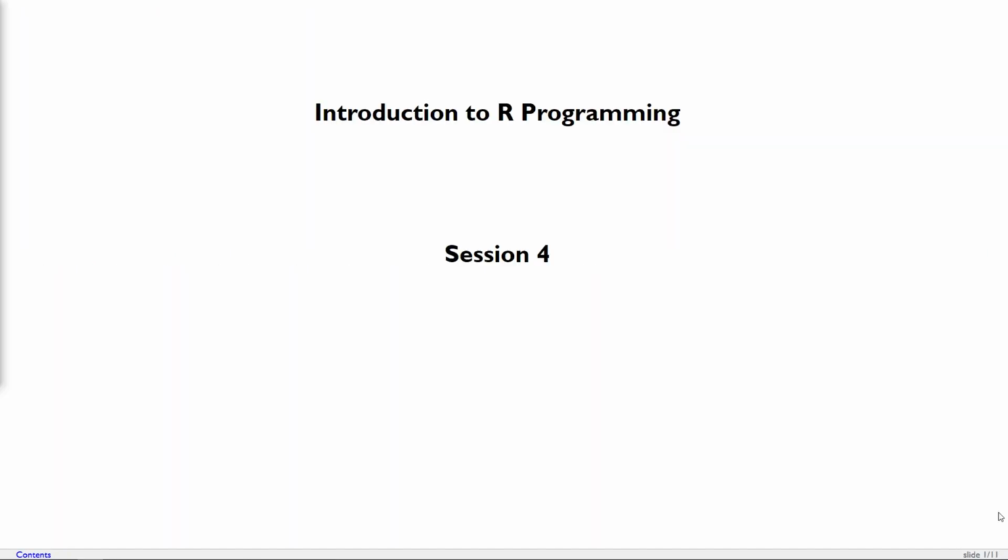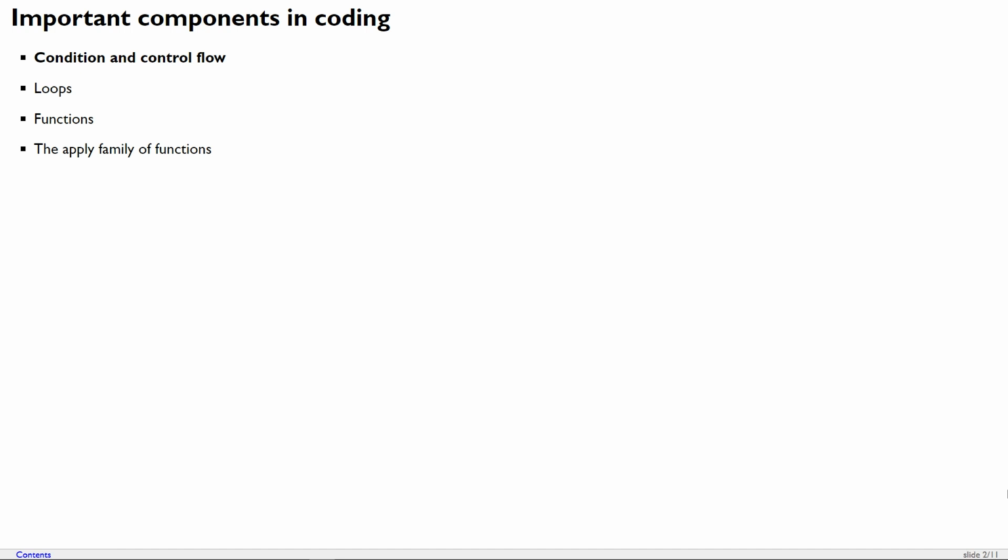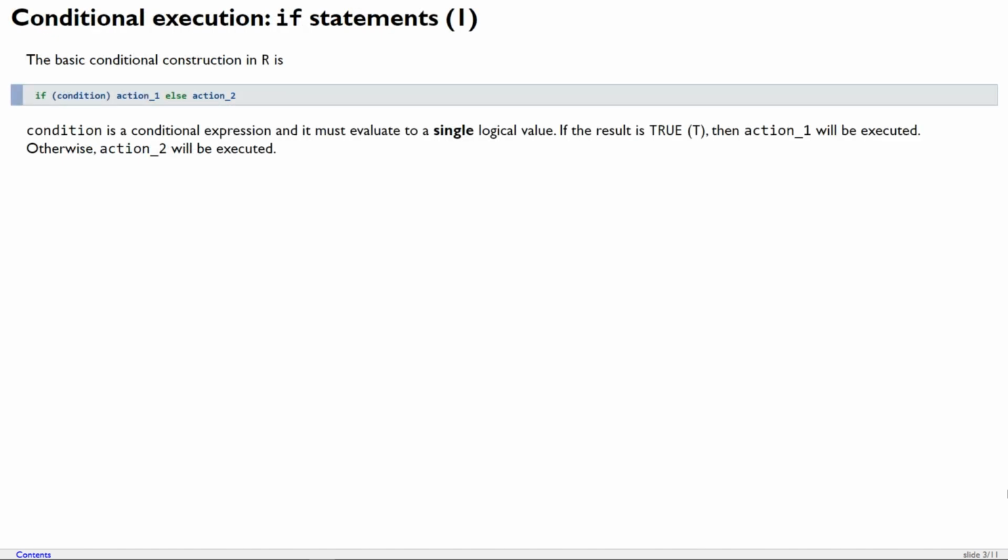Hi, in this video, we will continue to talk about R programming. There are some important components in R coding: condition and control flow, loops, self-defined functions, and the apply family of functions. In this video, we will talk about conditional flow. The basic conditional construction in R is the if-else statement. The syntax is: if (condition) action 1 else action 2.